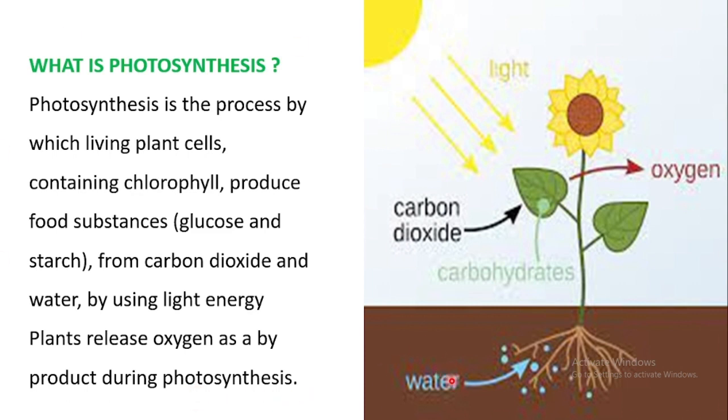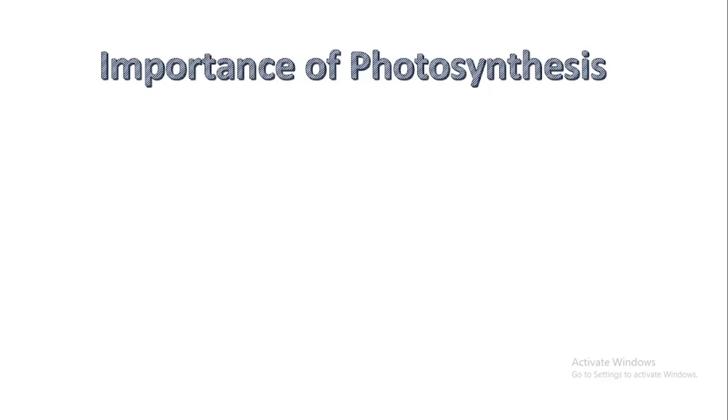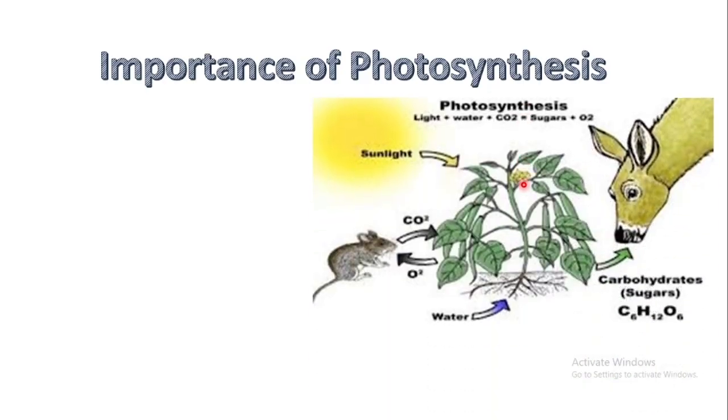So water is taken up by the roots from soil. Carbon dioxide is taken in from the air. Sunlight falls on the pigment chlorophyll which is present in the leaf, and leaves in the process of photosynthesis produce carbohydrates and oxygen. Now, what is the importance of photosynthesis?